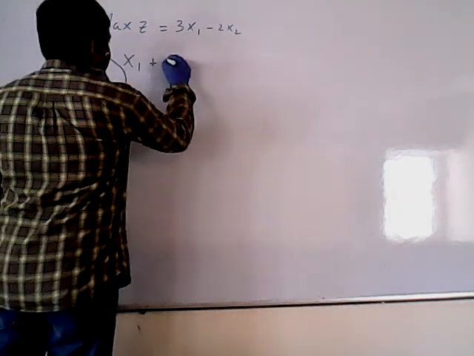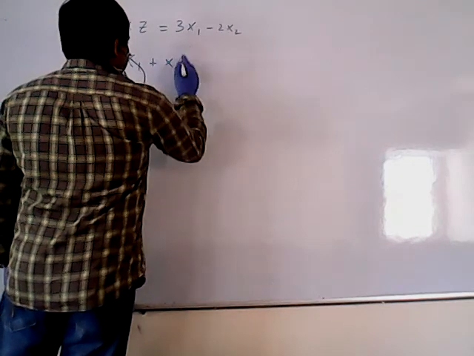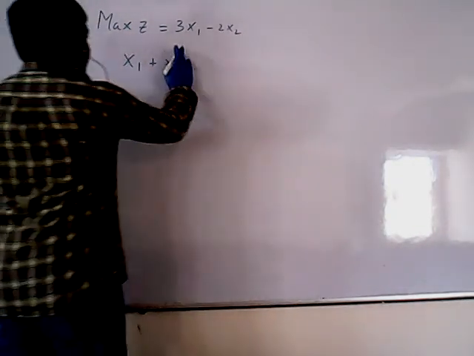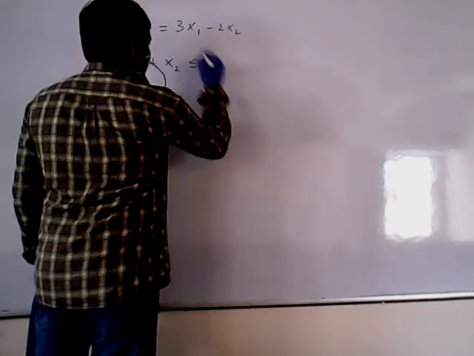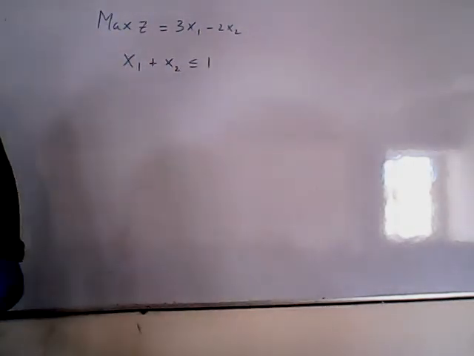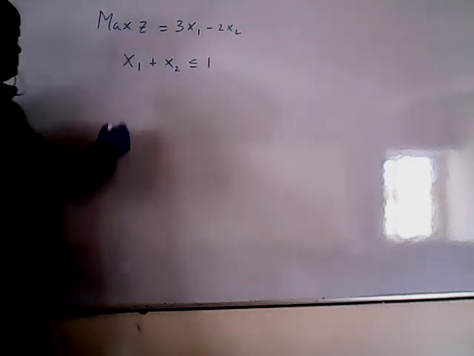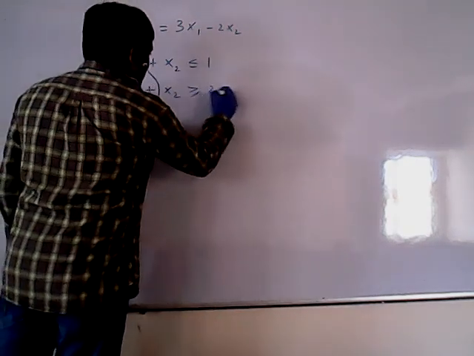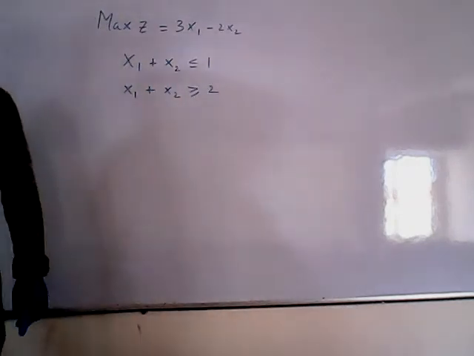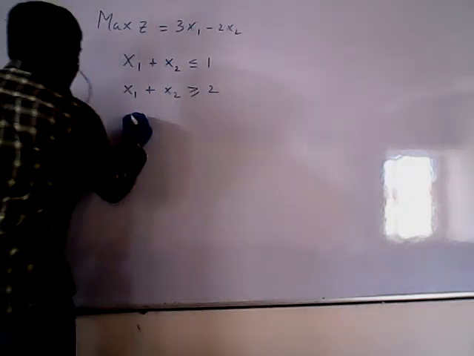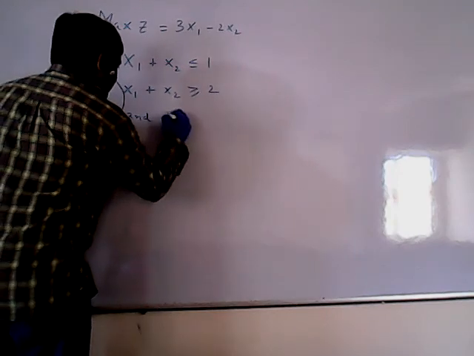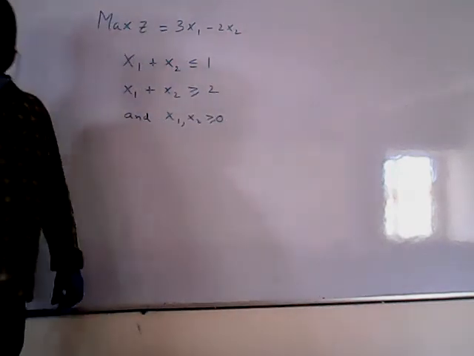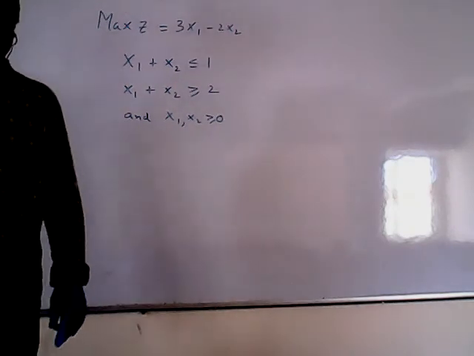Write down the first constraint: x1 plus x2 less than or equal to 1. Second constraint: x1 plus x2 greater than or equal to 2. How many decision variables are there? Two decision variables are there, x1, x2 greater than or equal to 0.